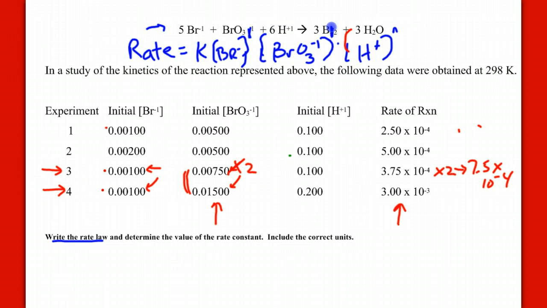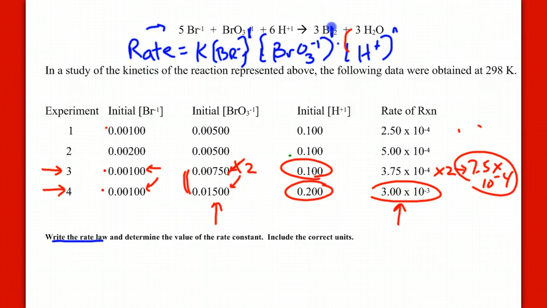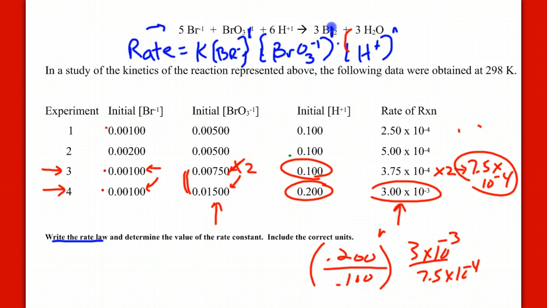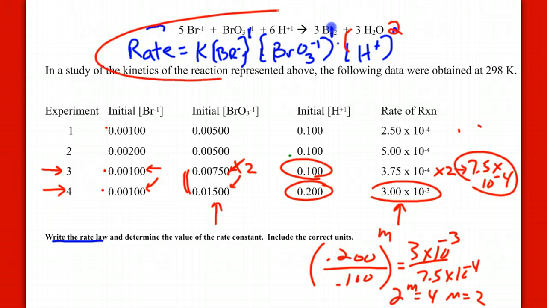Now I can easily find this order. So I'm comparing this and its rate to this concentration and its rate. So it's 0.2 is the concentration when the rate is 3 times 10 to the negative third. 0.1 is the concentration when the rate is 7.5 times 10 to the negative fourth. So 2 to the m equals 4, m equals 2. So I'll put a 2 up here for that. Now this is the answer to the question, what is the rate law? When they say, what's the rate law, they mean plug it in, figure out the orders.